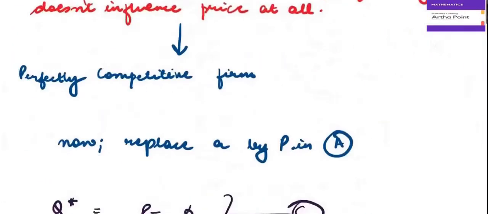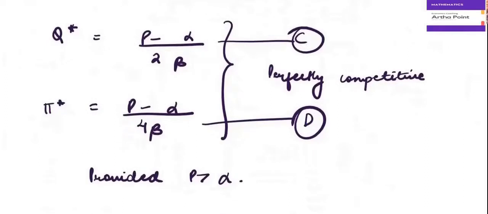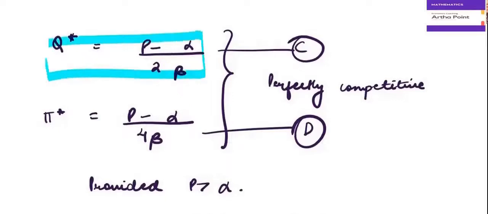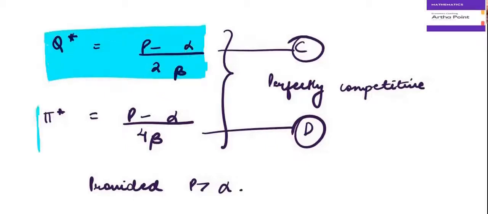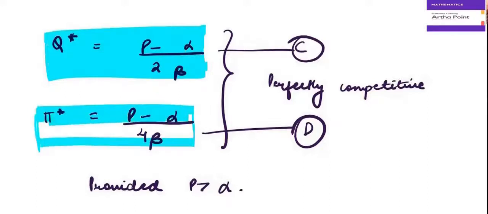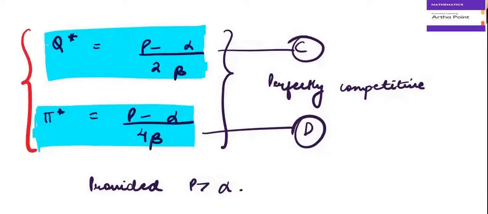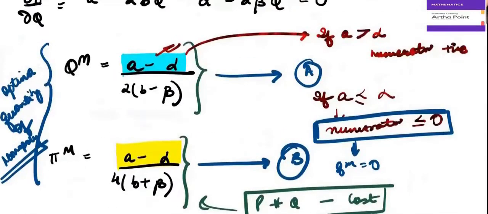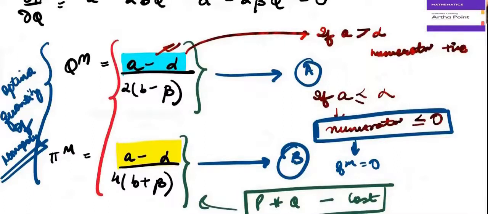Let's just check this out. If you solve for a perfectly competitive firm, you will get your optima as (P minus alpha) by 2 beta. And accordingly, if you solve for the prices, you will get your price as (P plus alpha) by 4 beta. There is another way to get these values. You have already found out for your monopoly, right? These are the values that you're getting for monopoly.